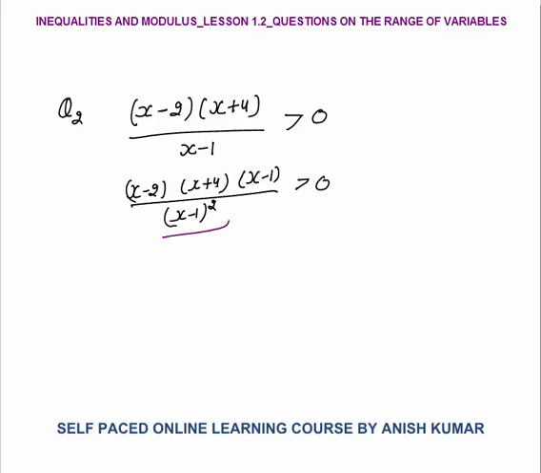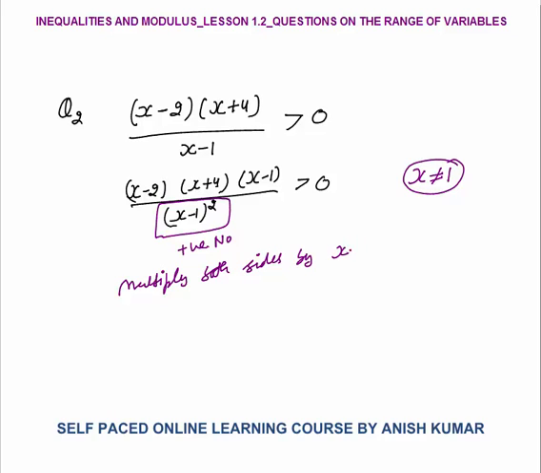Now this value is a positive number. X minus 1 whole square is always a positive number. It can't be 0 because x can't be equals to 1, because anything by 0 is not defined. So very important first thing is that x should not be equals to 1. Now multiply both sides by x minus 1 whole square.